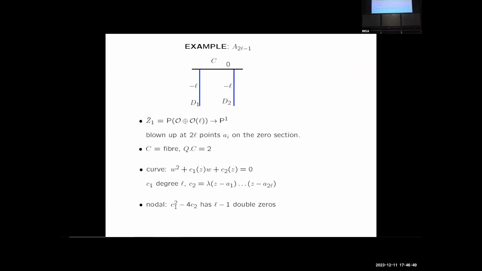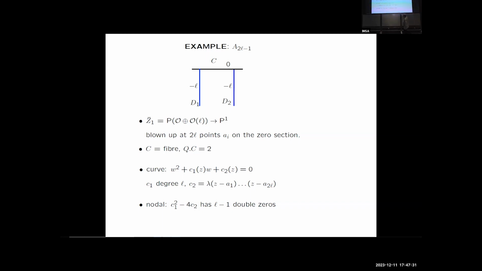So here's an example. So the A_k situation. In this case, we've got a slightly different construction, but the obvious way to produce this is to take the projective bundle of O plus O(L), and then blow up 2L points on the infinity and the 0 section, and that gives you a 2 minus L curve in it. So the C there is a fiber of this fibration over P1. So we want Q·C to be equal to 2. That means that we're looking at something which has degree 2 as a projection to P1.